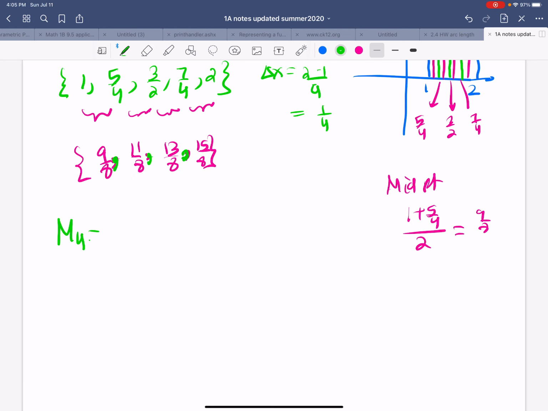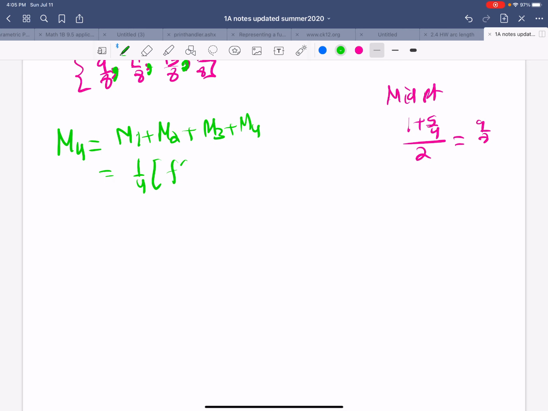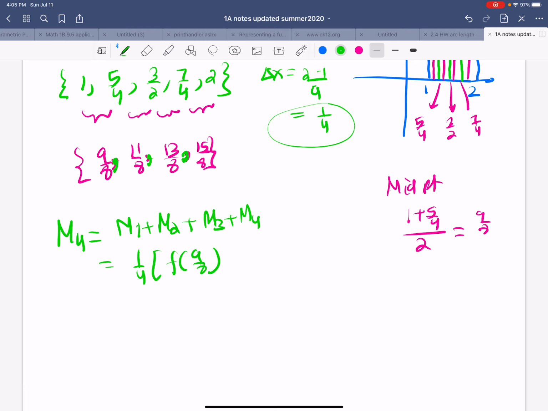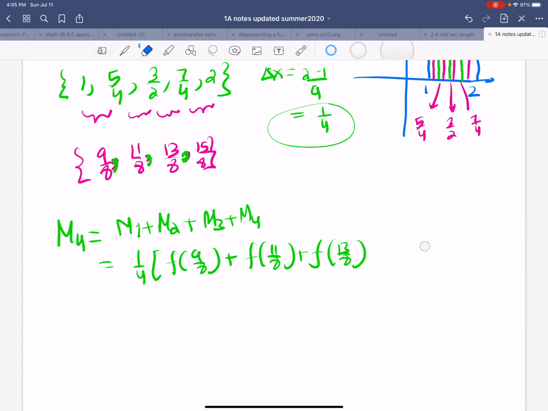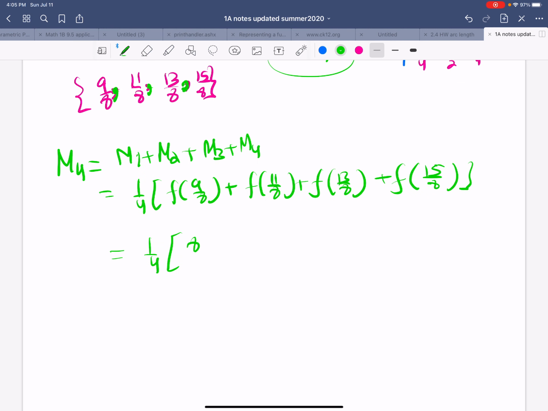So M4 is going to be the area of the first rectangle, the area of the second rectangle, the area of the third rectangle, and the area of the fourth rectangle. What's the width of each rectangle? The width we calculated earlier is 1/4. And now we're going to multiply by the height of each rectangle. We're going to be looking at the height at x equals 9/8, 11/8, 13/8, and 15/8. So 1/4 times f of 9/8. We plug x as 9/8 into the original function. That would be 8/9, because it's just 1/x.